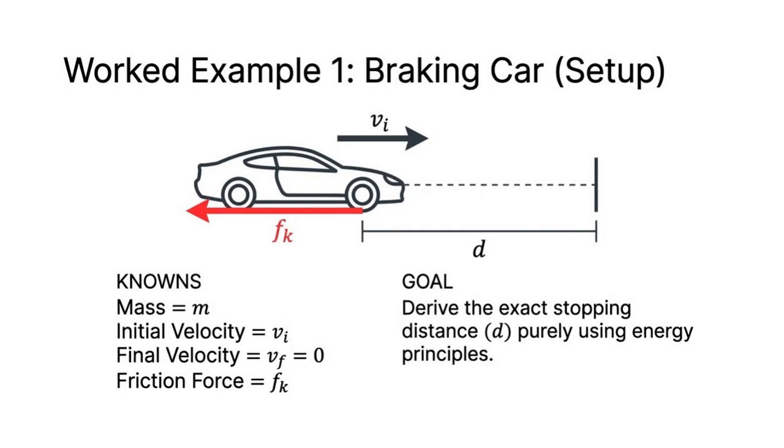Let's focus on a practical example involving a car that is braking. We know the car's mass, its initial velocity before braking, and that its final velocity will be 0 once it stops. There's a friction force acting opposite to the car's motion, which slows it down. The goal here is to figure out the exact distance the car will travel before coming to a complete stop. To do this, we'll rely solely on energy principles, specifically how the car's initial kinetic energy is dissipated by the work done against friction. This setup lays the foundation for deriving the stopping distance using these known quantities.